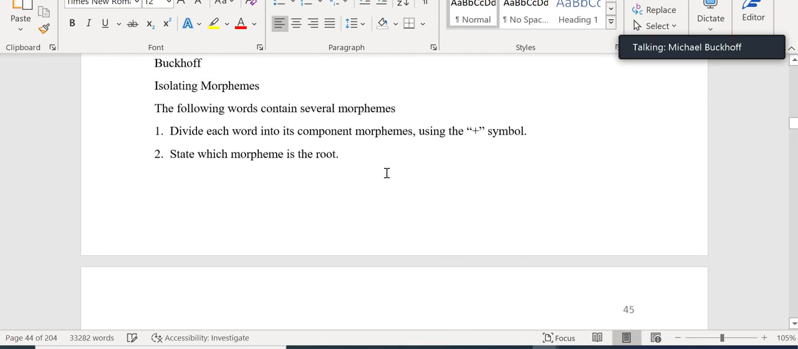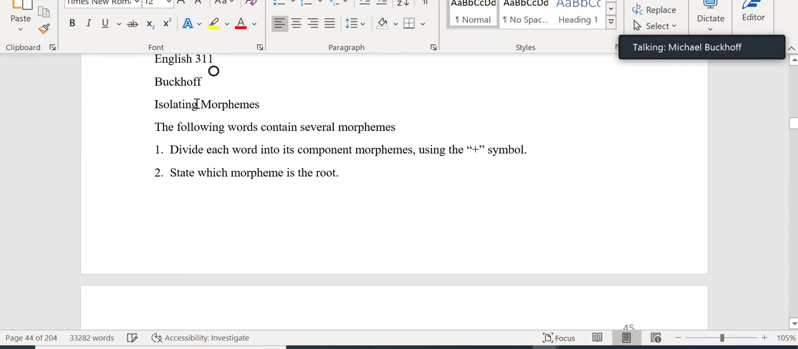Okay, so this is called isolating morphemes. We'll do this before we get into the trees. So when you see the test, it'll be something like this. Divide each word into its component morphemes using the plus symbol. State which morpheme is the root.